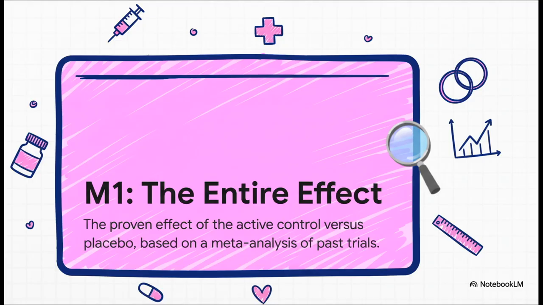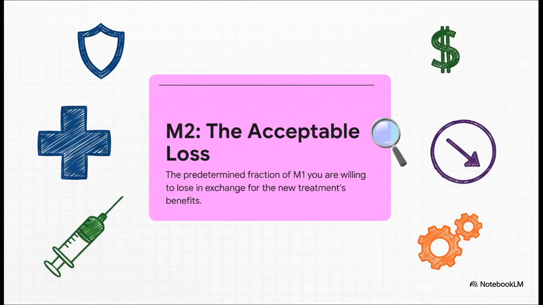You do this by looking back at all the old trials, doing a meta-analysis, and finding a conservative estimate of its true effect. All right, now for M2, the tricky part. You have to decide what chunk of that proven historical benefit, M1, you're willing to give up. Is it half? Is it a quarter? This is a really tough call that takes both statistical smarts and, just as importantly, sound clinical judgment. Your final margin, your delta, is then built from this acceptable loss.